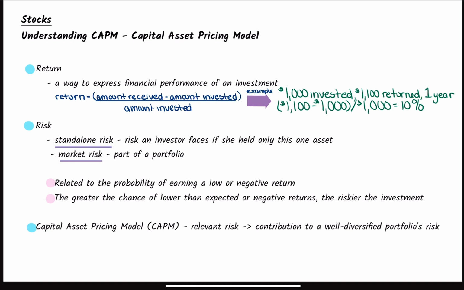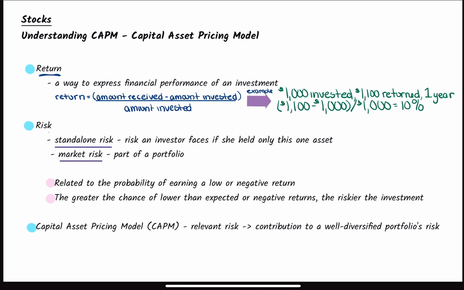Today this is going to be about stock valuation. One part of evaluating stocks is the capital asset pricing model. That's going to help us determine risk of a stock. So the return of a stock is a way to express the financial performance of an investment, and it is essentially a percentage of what's been invested and what you get back.